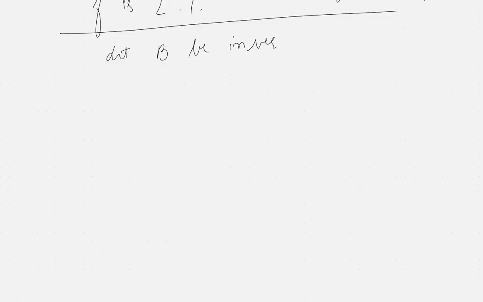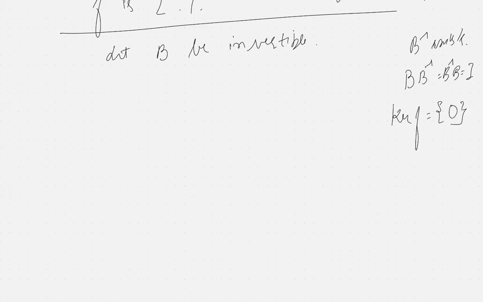Invertible means that B inverse exists, and then B into B inverse is equal to B inverse B, which is equal to I, the identity. This is what invertible means. We have to show that kernel F is equal to O, the zero matrix. We have to show this.